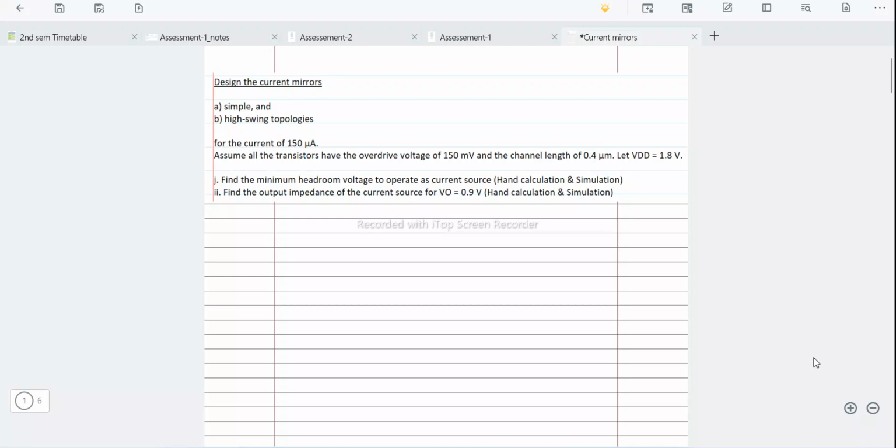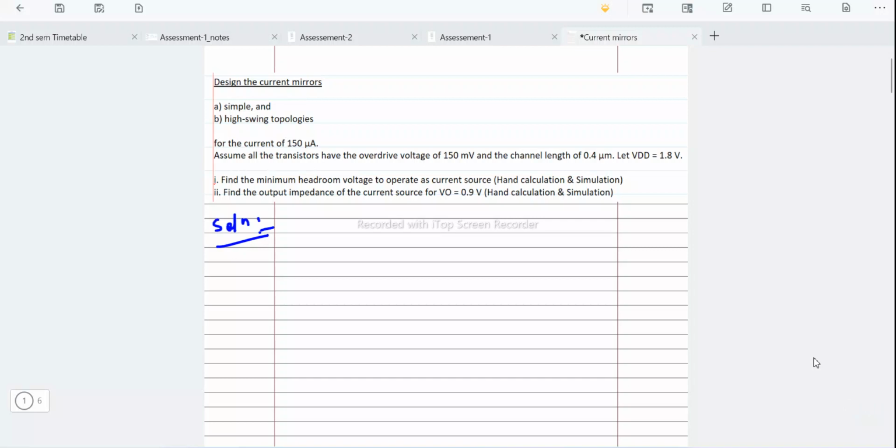So today we are going to look into the current mirror. We are going to design the current mirrors in Cadence software. In current mirrors there are two topologies. One is the simple current mirror and the other one is the high swing current mirror. So this is the design specification which has been given. Now we shall start implementing a current mirror.